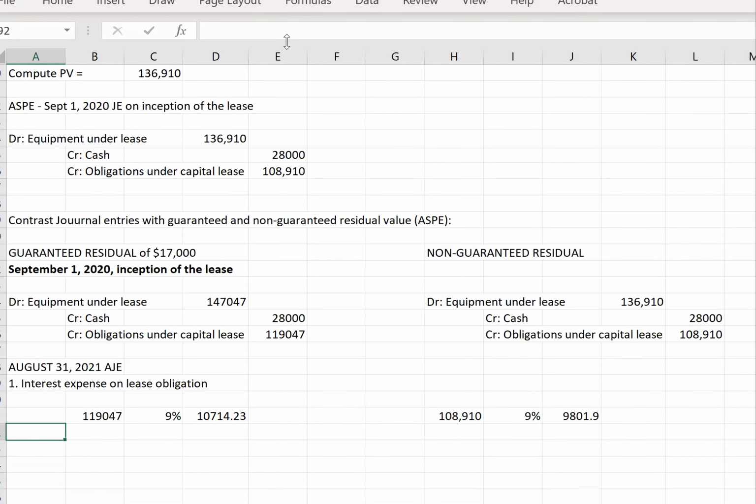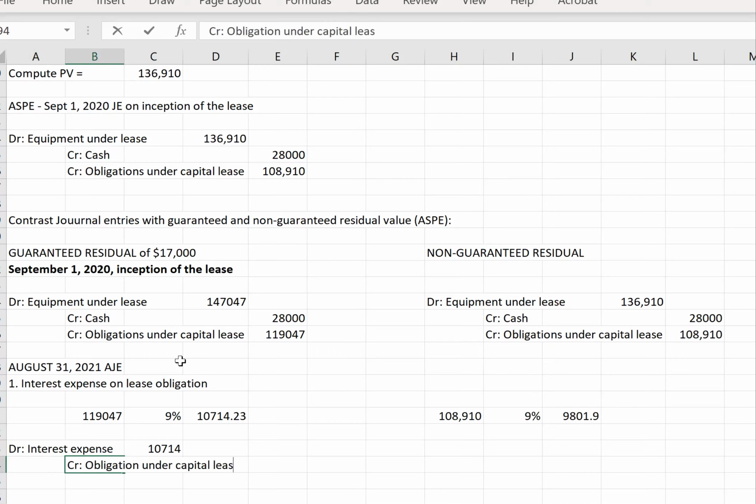Something you really need to watch for is whether you've got 12 months or a shorter period. Oftentimes we have a shorter period in these questions because leases are signed throughout the year, but this happens to be exactly 12 months later. So we're going to record debit interest expense, and it's going to be this amount. We'll round it to 10,714, okay? And credit obligation under capital lease, which is going to be 10,714.